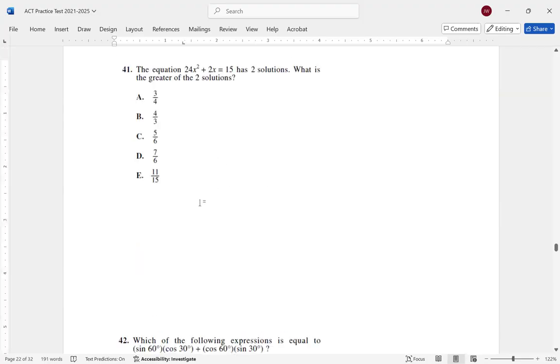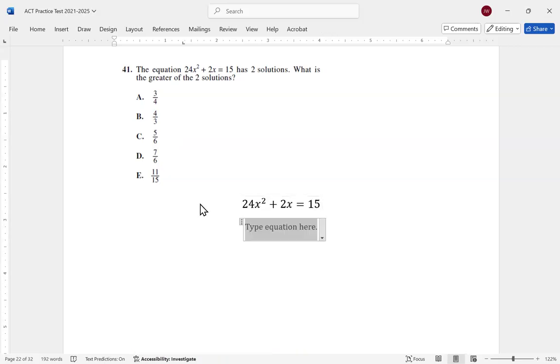Question 41, the equation 24x squared plus 2x equals 15 has two solutions. What is the greater of the two solutions? Now, there's a couple of different ways you can do this. I'm going to do this in the, I don't know, maybe it's harder, maybe it's easier. I'm going to try to do it in the easier way.